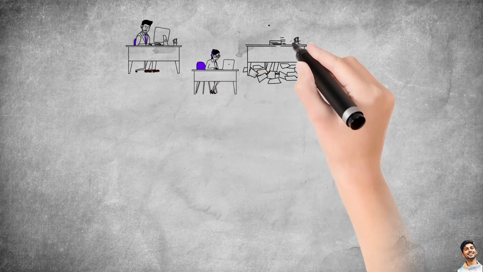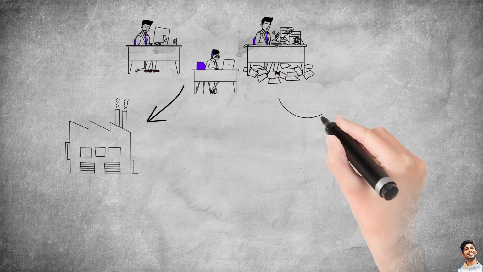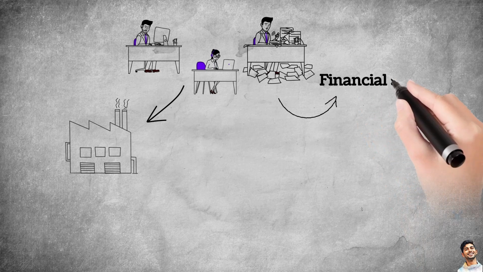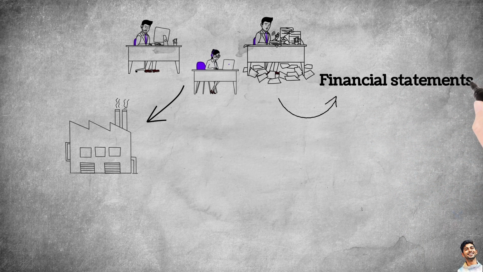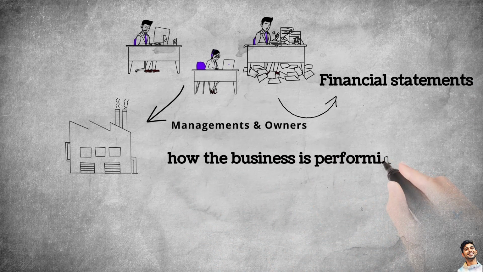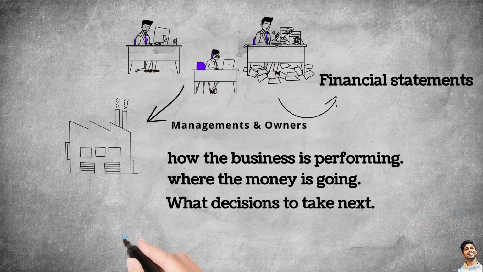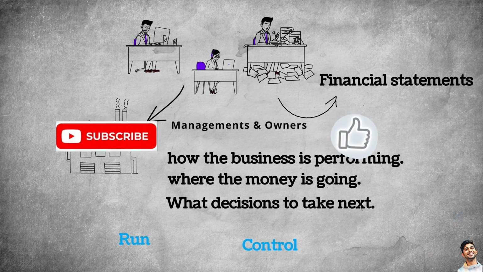Internal users. So first, internal users. These are the people who are inside the business. They directly work with the company and use financial information for decision making. For example, management and owners. They use financial statements to understand how the business is performing, where the money is going, and what decision to take next. Internal users use the data to run and control the business better.